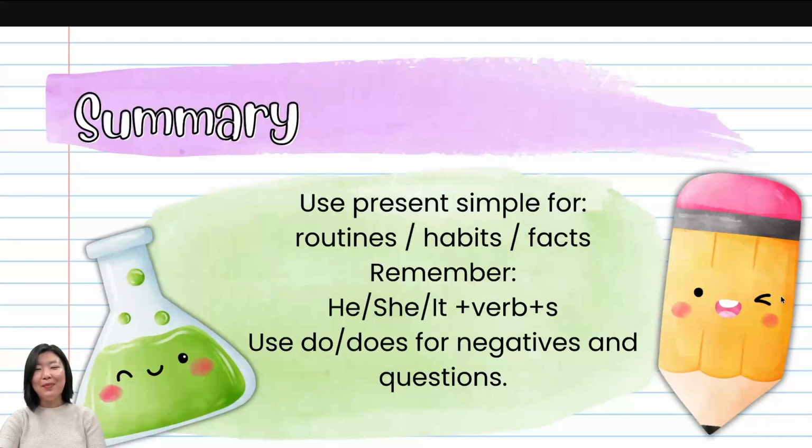So let's wrap up. Use present simple for routines, habits, or facts. Remember to add an S to your verb when the subject is he, she, it. Use do or does for negatives and questions.